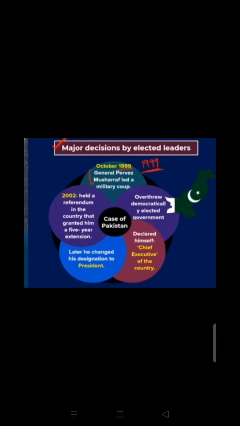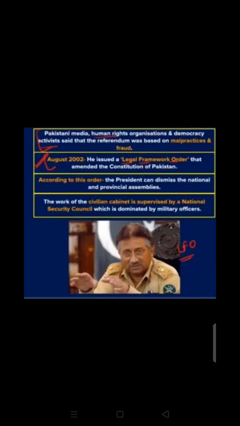And later, he changed his title to president, and in 2002 held a referendum in the country that granted him a 5-year extension, meaning now he increased his term of ruling for the next 5 years. Pakistani media, human rights organizations and democratic activists said that the referendum was based on malpractice and fraud, meaning this practice is totally opposed to democratic government.